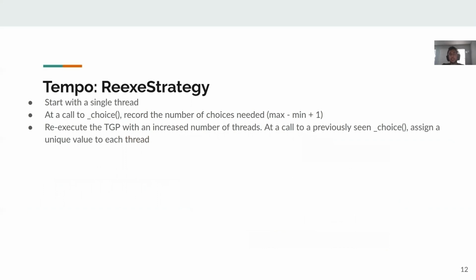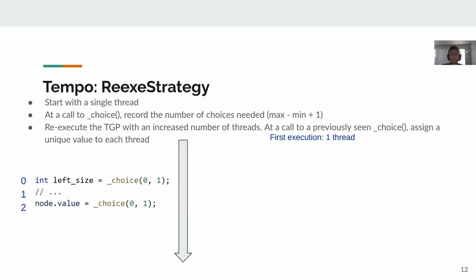Moving on to Reexe strategy. Reexe strategy starts with a single thread. At a call to choice, it will record the number of choices needed and then stop execution. It will then re-execute the TGP with an increased number of threads. This time, when it gets to the same choice, it will have enough threads, and so it will assign each thread a unique value. So, given the same program, this time we're running with Reexe strategy.